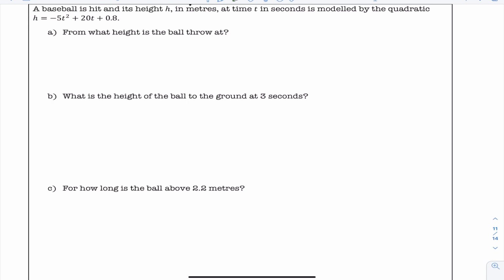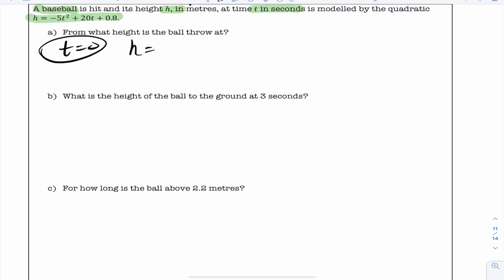So for this first quadratic word problem here, we have a baseball is hit and its height h in meters at time t in seconds is modeled by the following quadratic. What height is the ball thrown at? So first of all here, to find what height the ball is thrown at, the ball is thrown when the problem starts initially. So since t represents time, initially your time would be 0. So if I want to find the height the ball was initially thrown at, that's when the problem started off, that's when time is 0.